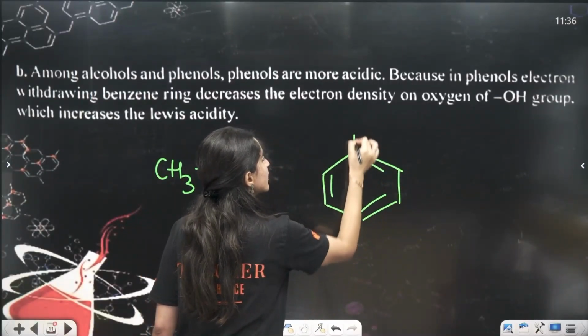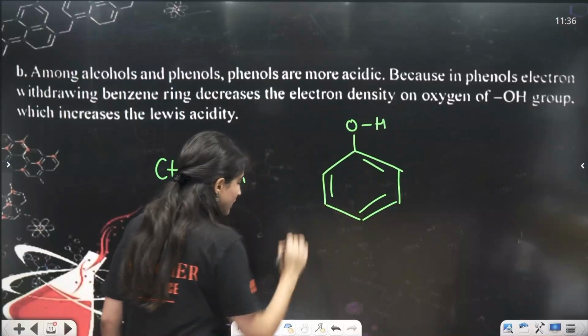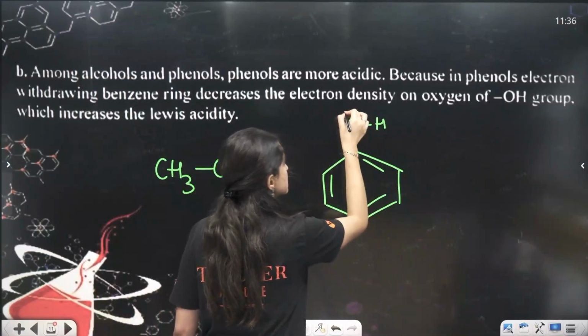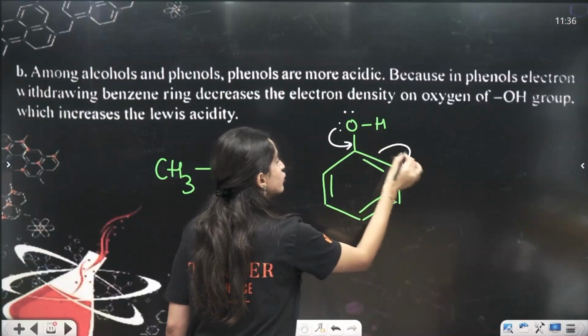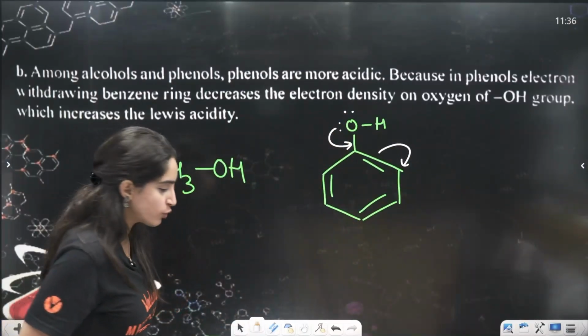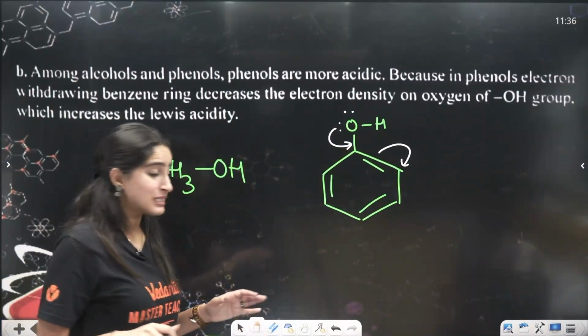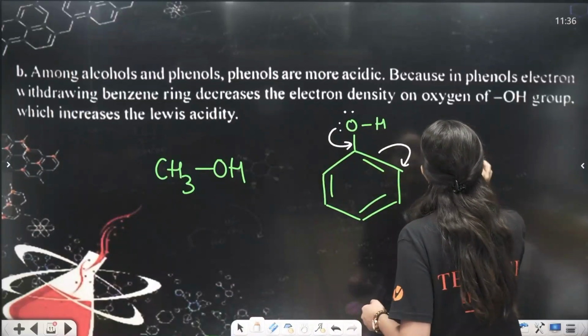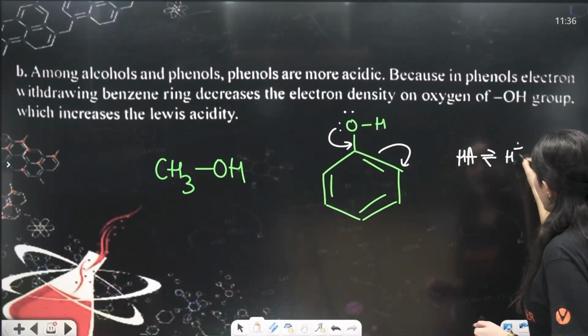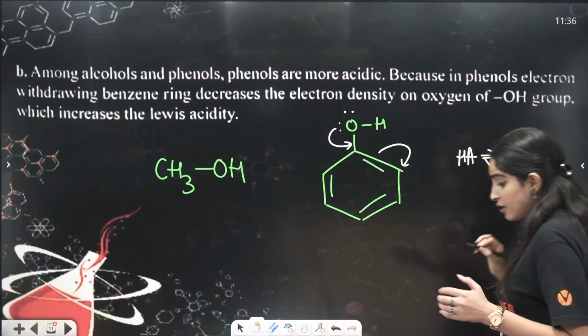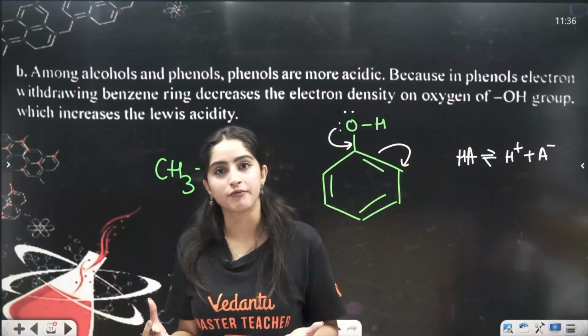Now, as you can see, in phenol, there is resonance, right? There is a resonance. The oxygen lone pairs are donated. Now, I told you that whenever we want to predict the acidic nature of an acid, we know that an acid is something which wants to donate H positive, right?